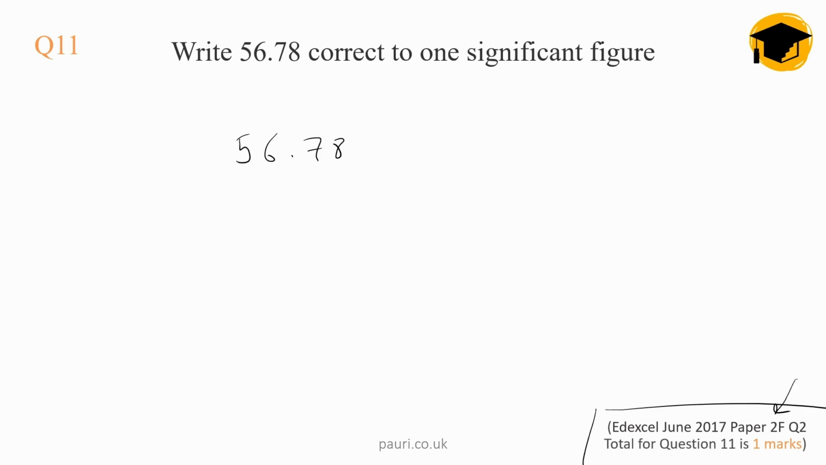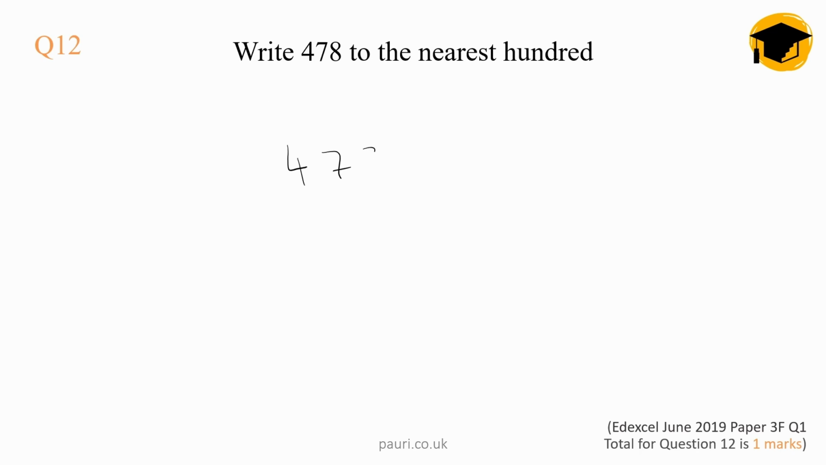56.78, correct to one significant figure. This is my first significant figure. Is the next one 5 or above? Yes, it is. Round that to 60. 478 to the nearest 100. Again, exam question. This is 70. Is that 5 or above? Yes, it is. So this number is closer to 500.